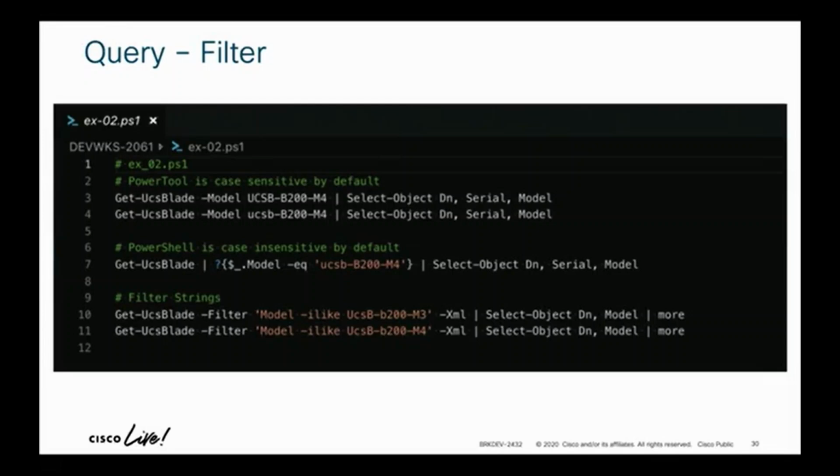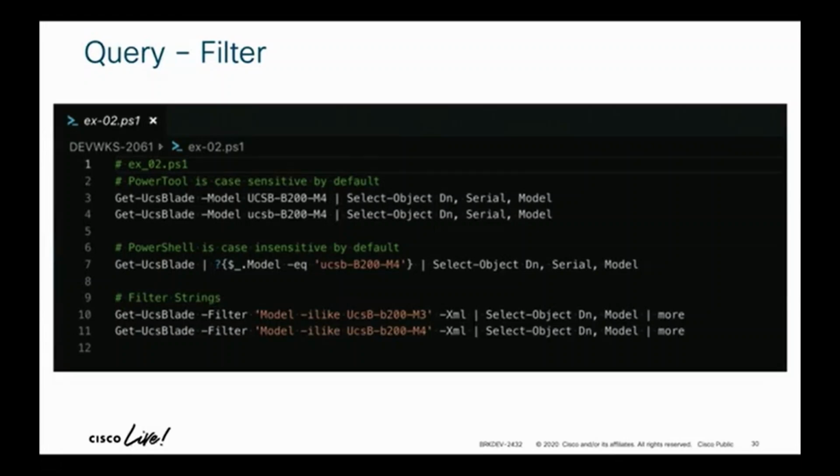PowerShell is case insensitive. So if I pipe objects down the pipeline, like on number 7, get-ucsblade, and where the model is equal to that, UCSB-B200-M4, select-object DN, serial, model, that will match all my blades because PowerShell is matching text against text, and PowerShell on Windows and on Linux is case insensitive. So case sensitive when looking at the object model, case insensitive if I'm letting PowerShell do the decision for me.